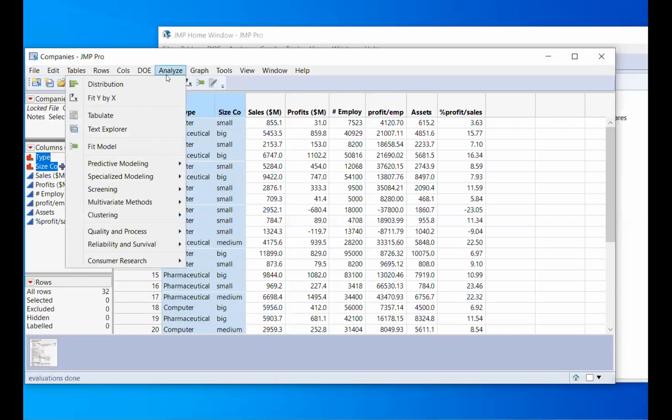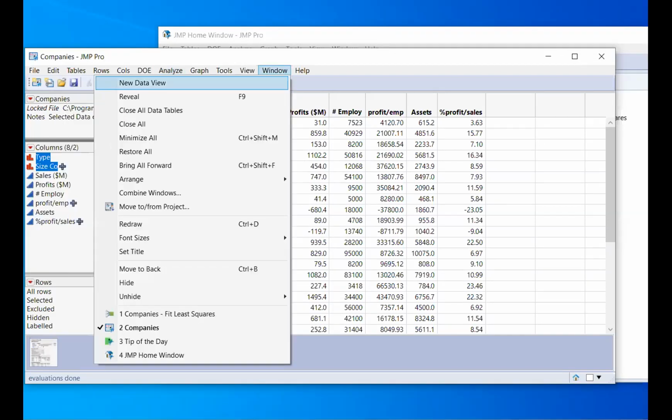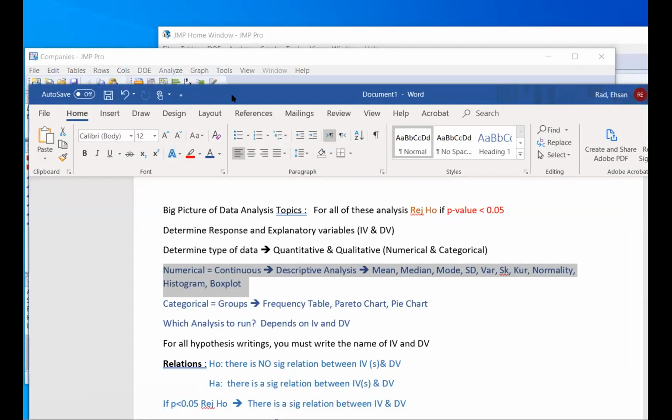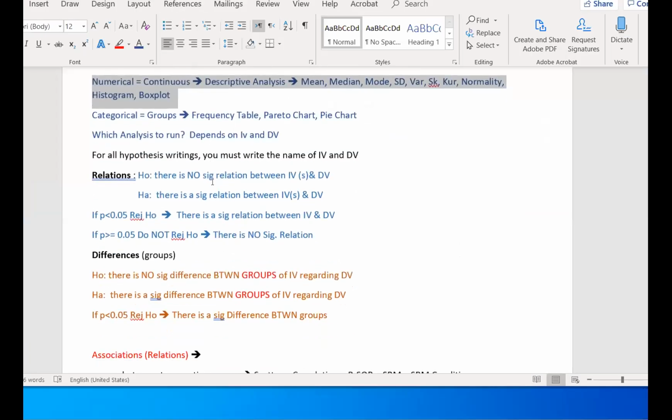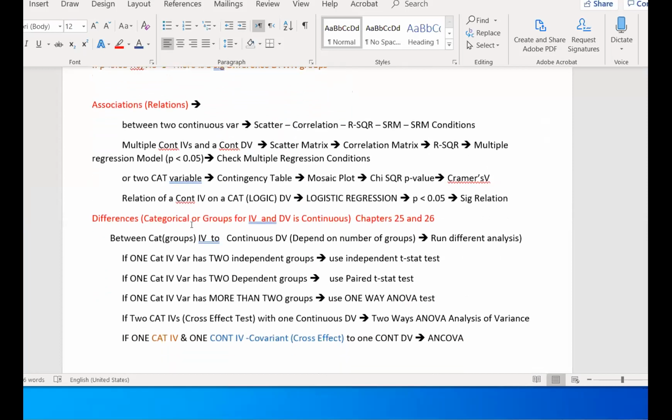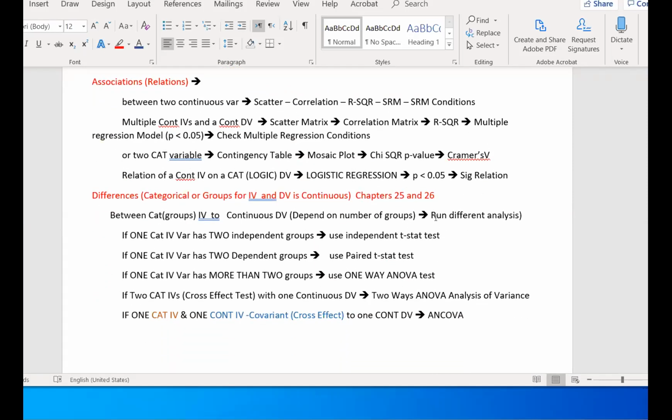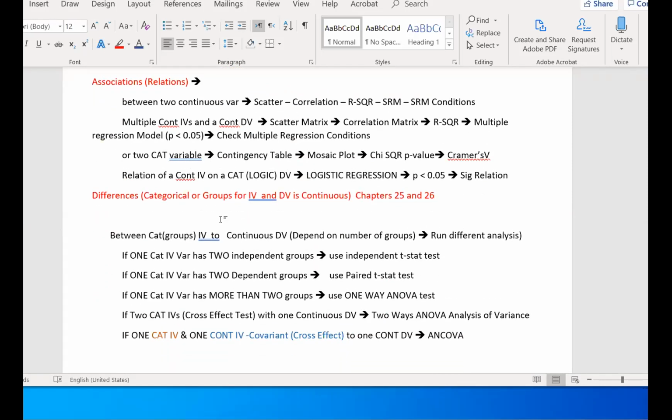You just go to Analyze. So before you go here and select something, the question is, what's the IV, what's the DV? When you want to see if there is a significant difference, let me write this down here just to make sure you're all aware of it. For differences, this is what many students get confused about. When it comes to exams, they're 100% confused. They don't know what to write.